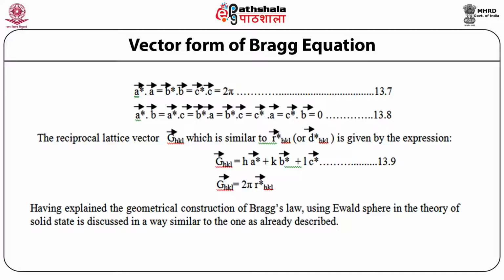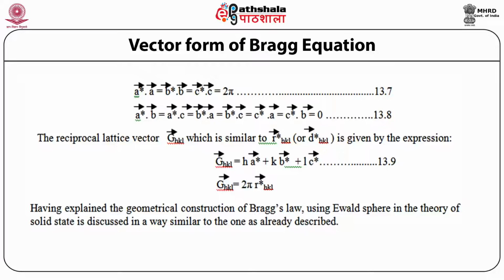The reciprocal lattice vector G HKL vector, which is similar to R star HKL vector or D HKL star vector, is given by the expression capital G HKL vector is equal to H A star vector plus K B star vector plus L C star vector, given as equation 13.9. So G HKL vector is equal to twice pi R star HKL vector.